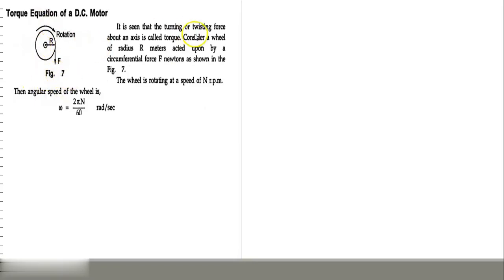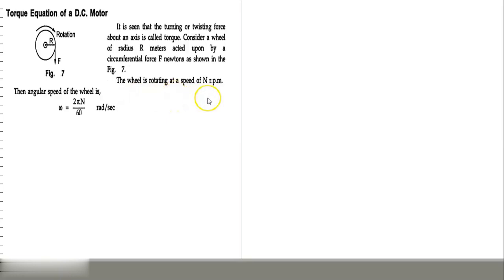It is seen that the turning or twisting force about an axis is called torque. Consider a wheel of radius r meters acted upon by a circumferential force F. See, the motor is circular in shape. So, the force is also a circumferential force F newtons, as shown in figure 7. It acts in the downward direction. r is the radius of the rotor part or motor part.